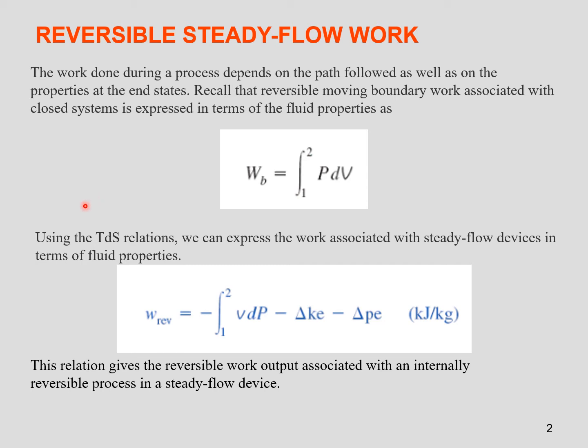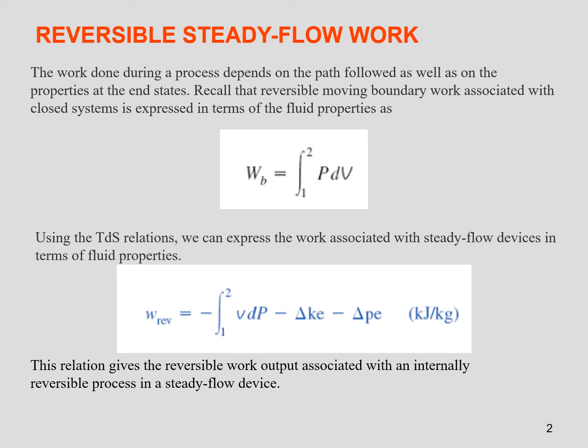Using the TdS relations, we can express the work associated with steady flow devices in terms of fluid properties, which are often easier to calculate. We can rewrite that as follows. This relation gives the reversible work output associated with an internally reversible process and a steady flow device. Now this becomes really important in the last section when we actually start looking at turbines, nozzles, compressors, and other devices, and how we can actually use them as devices to do the work we want to do.